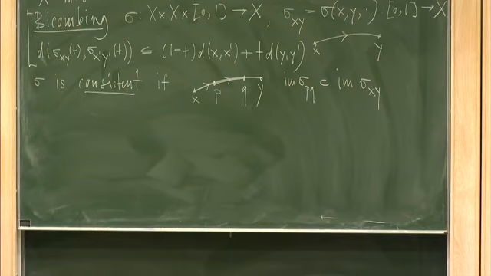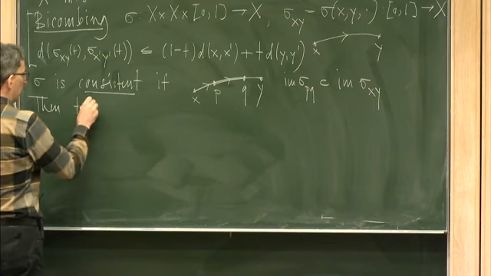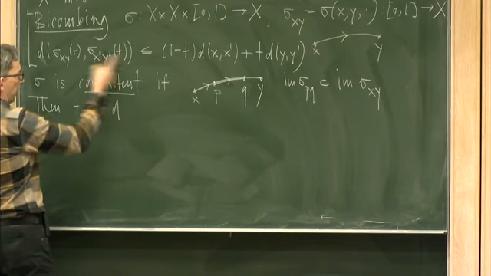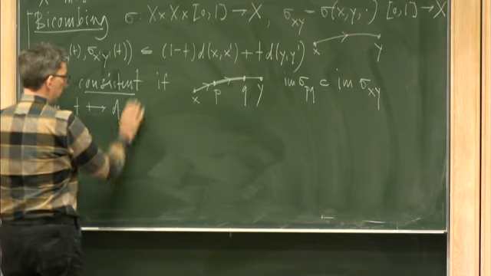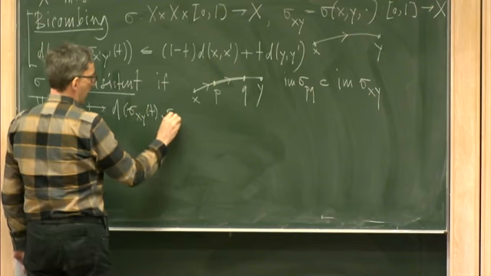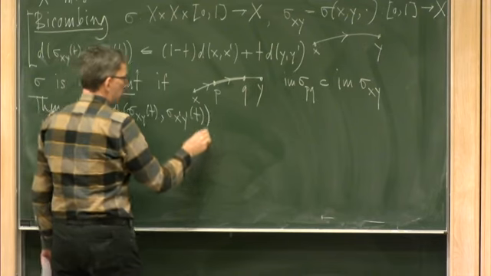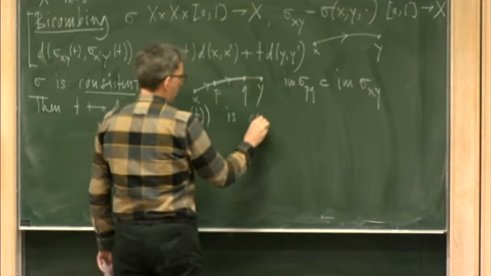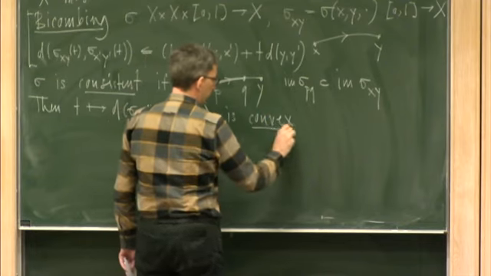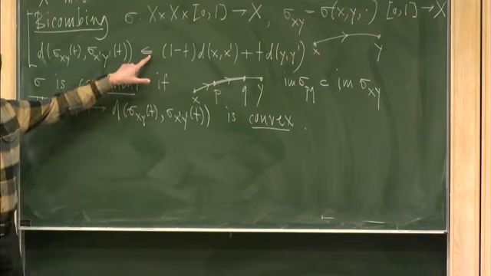So if this holds, then in fact the function t goes to what we have here on the left-hand side, d(sigma_xy(t), sigma_x'y'(t)), is convex. So maybe that's a bit confusing if you see it for the first time. Isn't that the convexity condition already?